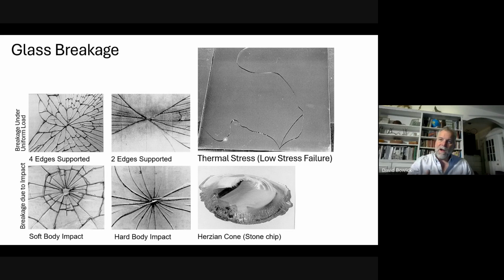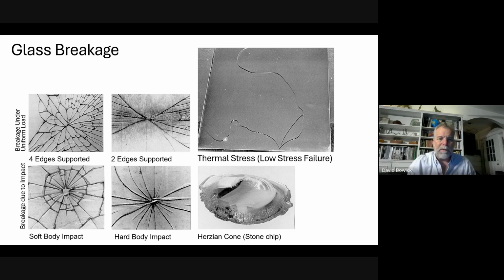And it's not compound curvature. Generally, two edges supported. It's what do we call it? It's monoclastic. It's not a compound curve, and so we don't have the annular cracks. Four edges supported. It's synclastic curvature, compound curvature, curved in both directions. That's what generates the annular cracks. Two edges supported. It's monoclastic, and so we don't have annular cracks.